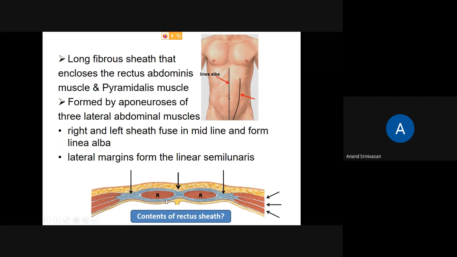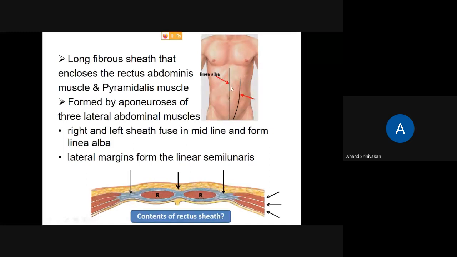Both the anterior and posterior rectus sheath join in the midline, and that is called the linea alba. Lateral to the rectus abdominis is the linea semilunaris. If you make an incision exactly in the center, you come across skin, superficial fascia, both membranous and fatty layers, the linea alba, fascia transversalis, and then the peritoneum. But usually in most surgeries they do not perform a midline incision.